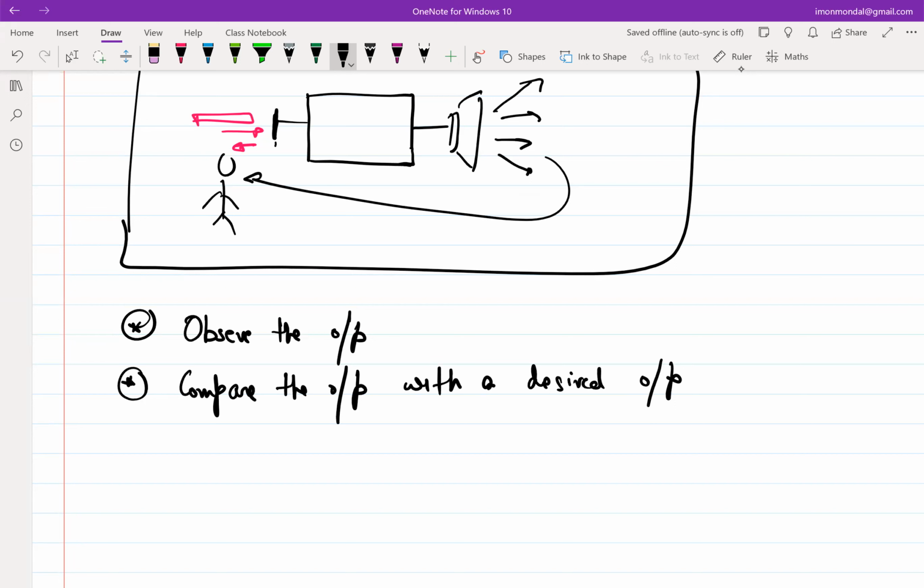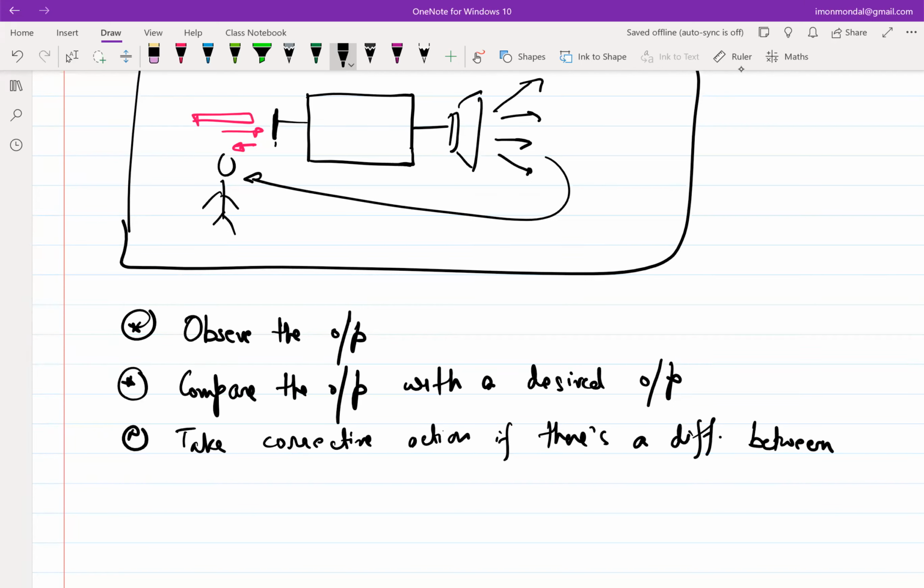And then, step three, take corrective action if there's a difference between desired and actual, right? You're happy with this?